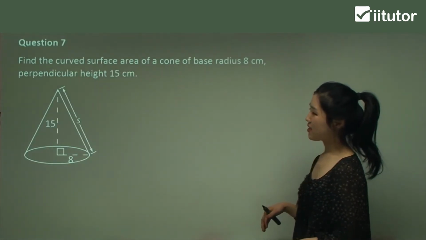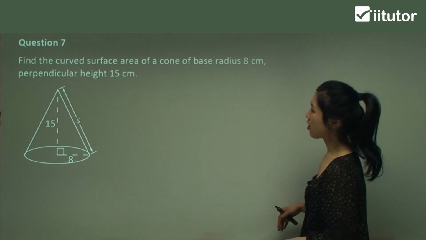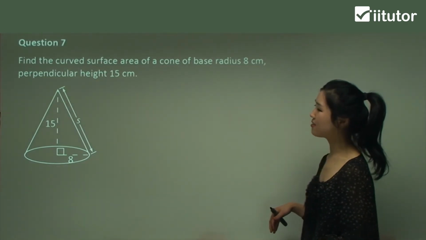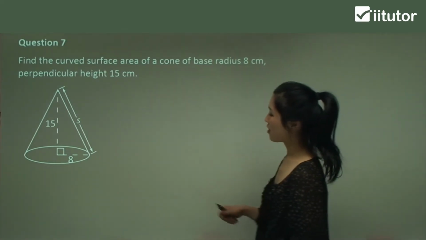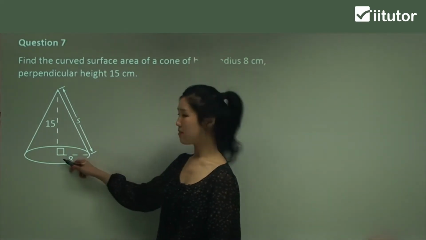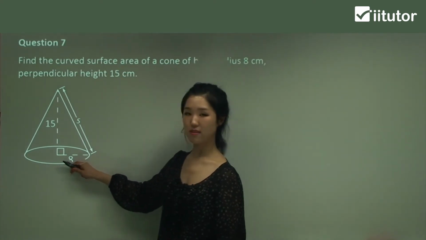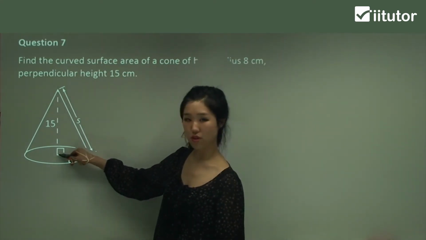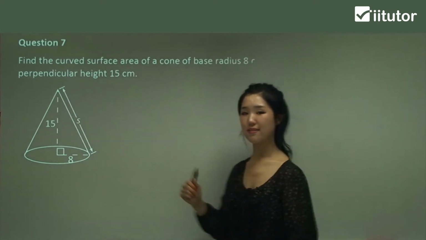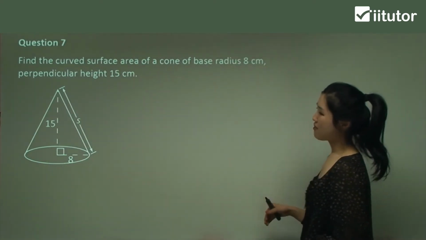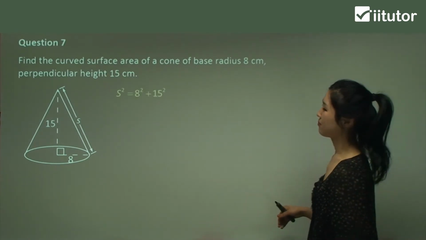Okay, question 7 says find the curved surface area of a cone of base radius 8 centimeters, perpendicular height of 15 centimeters. Okay, so this is our radius of 8 centimeters and the perpendicular height is the distance from the center of the circle up to the apex. Okay, so it's the vertical height. Alright, let's go ahead and find the curved surface area.